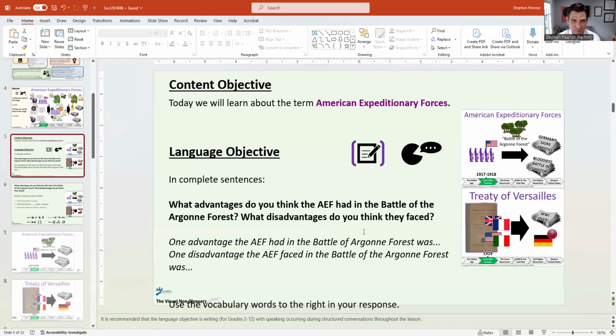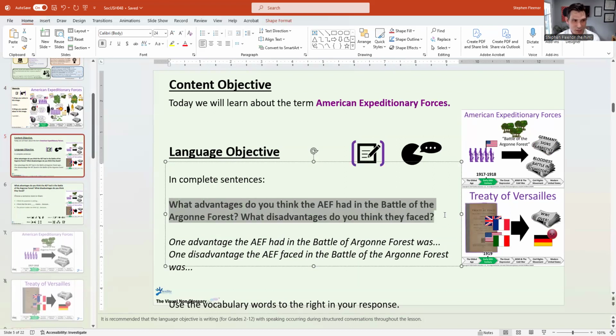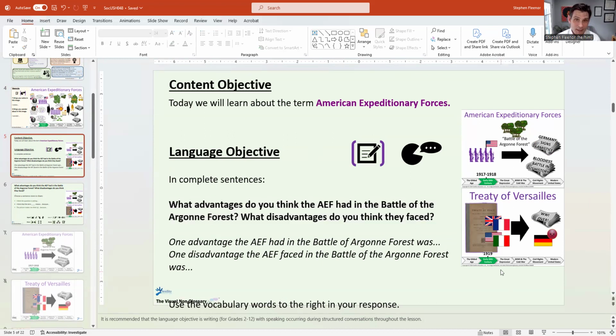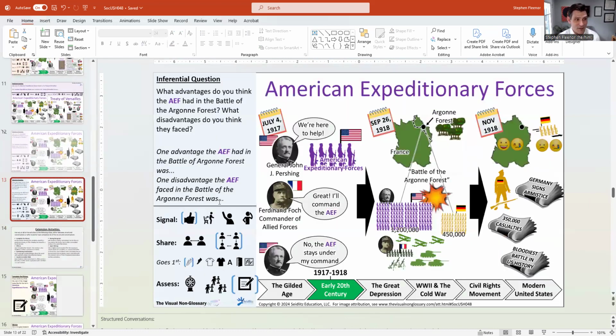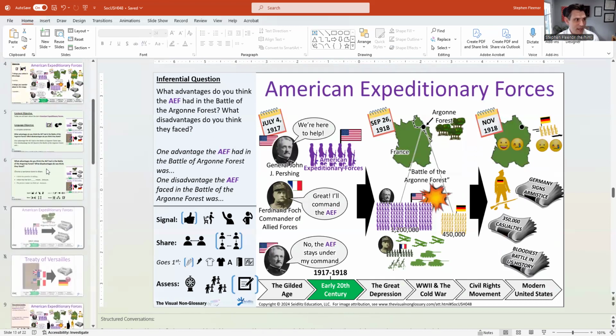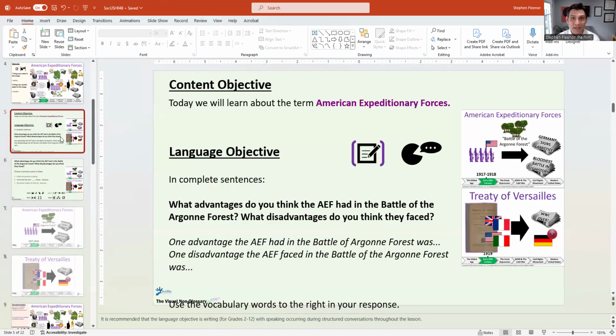The language objective that's presented to students is always going to be that final inferential question with the expectation that students answer the question using the vocabulary words right here in their response. And this is really key for setting up the expectation that after they have this conversation, they will answer the question in writing. But it's also really key in setting up what the key language of the lesson is going to be. There's a purpose that they have to be able to answer this question using these key vocabulary words.